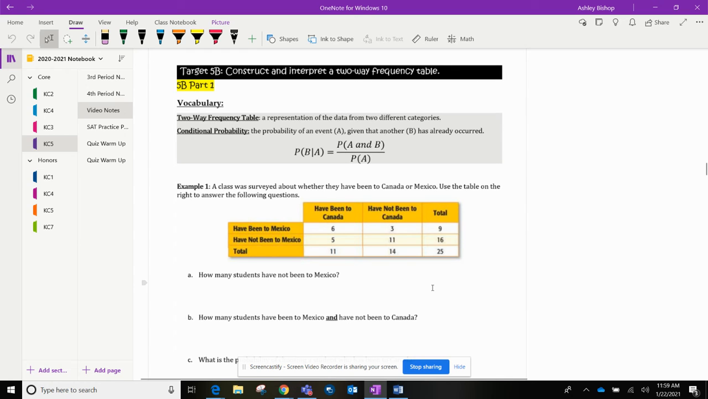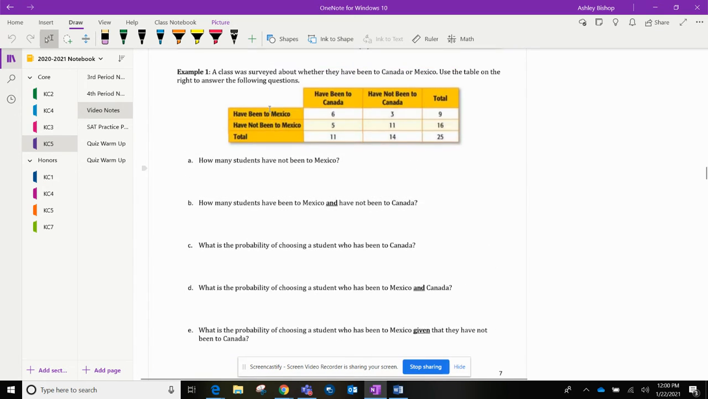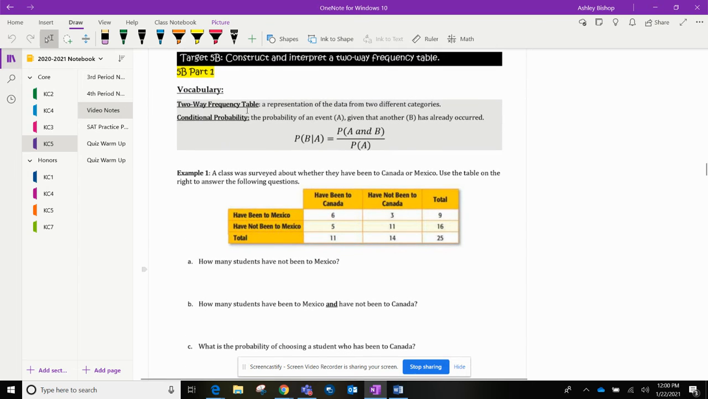Okay, today we're going to talk about two-way frequency tables and conditional probability questions. And so we are on page 7. I wanted to make my own video for this just because I teach it a little bit differently than others do. But that's because I teach the shortcut.